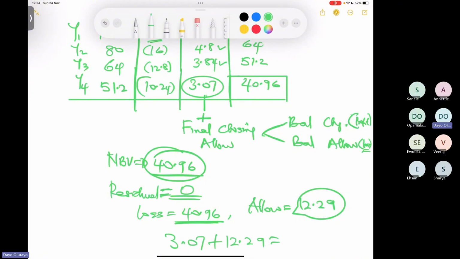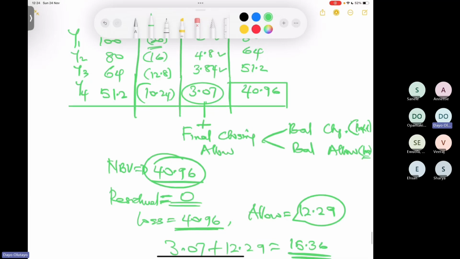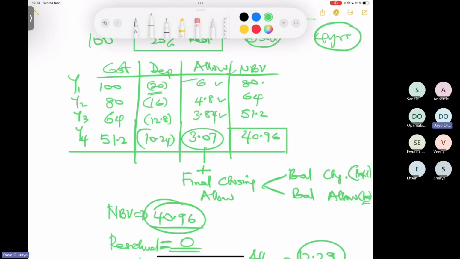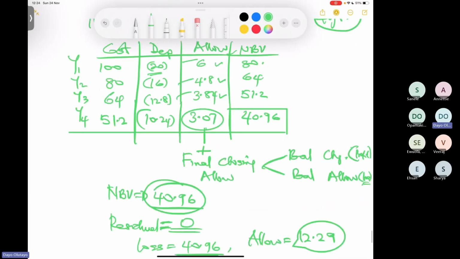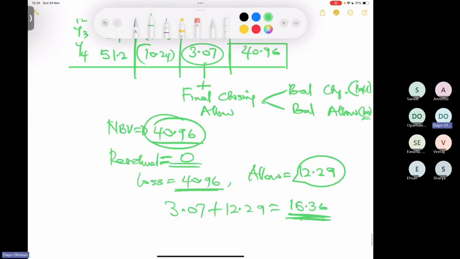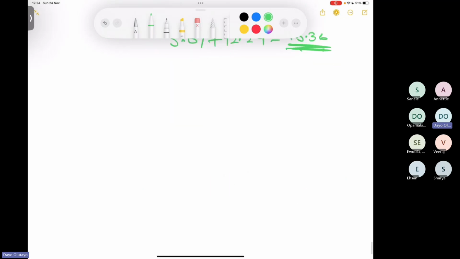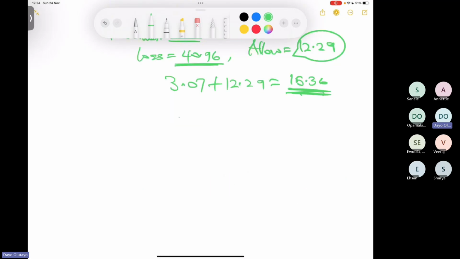And that will give a total of 15.36 as tax benefit for year 4. So when you are plotting, year 1 is this, year 2 is this, year 3 is this, but for year 4, you need to plot 15.36. Those are the tricky things they try to put in investment appraisal. And that is section D. Any questions as I move to section E?